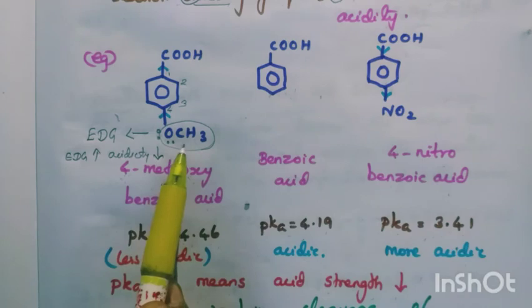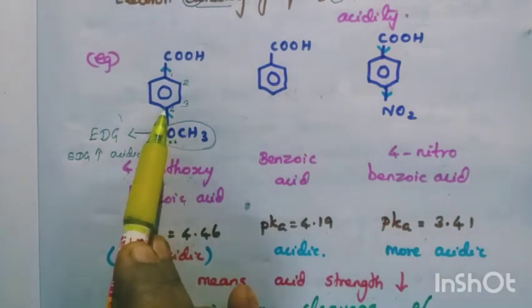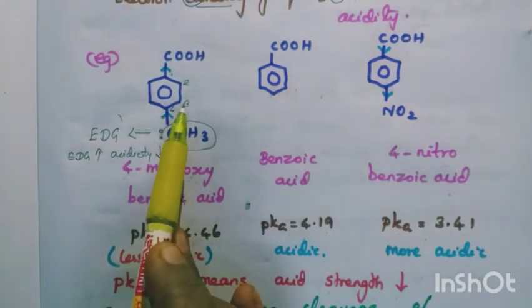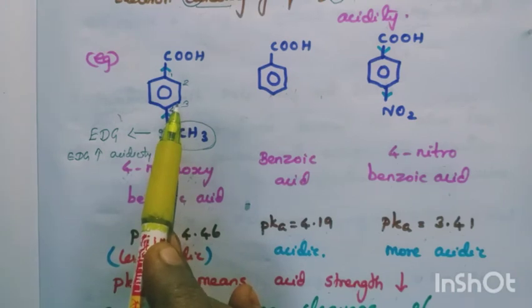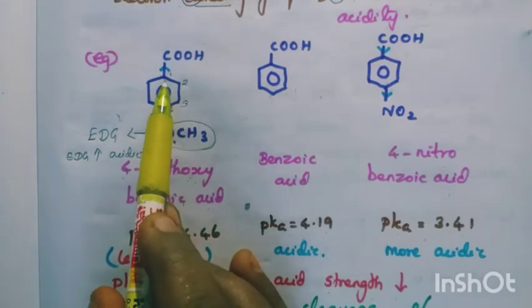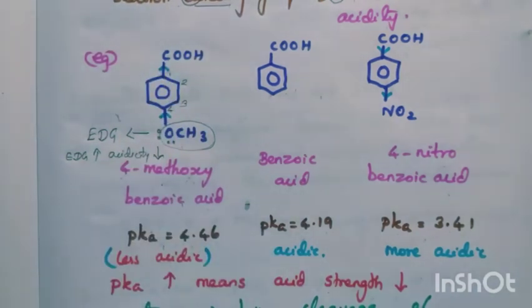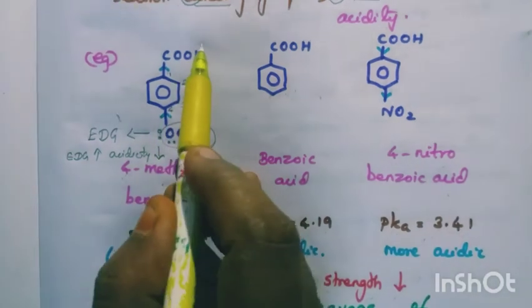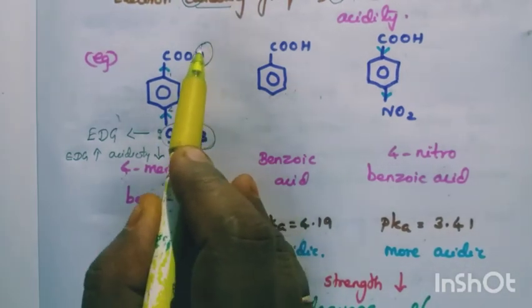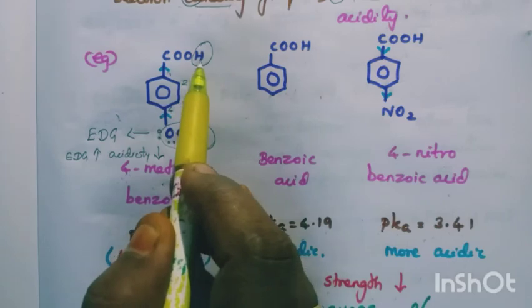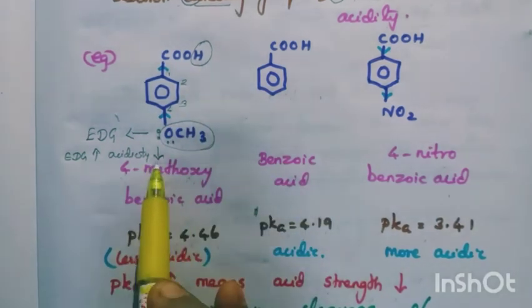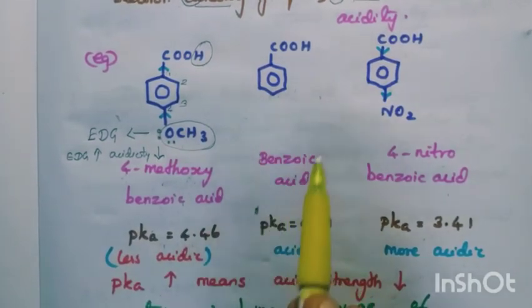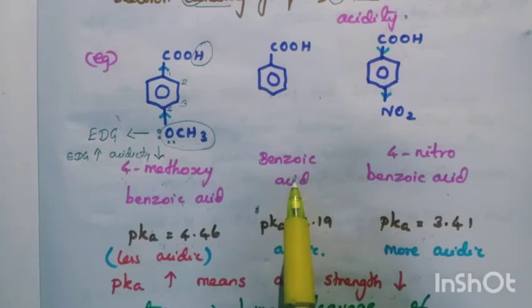The electron donating group donates the electron to this carbon. This becomes electron rich. So it donates to the next carbon. This becomes electron rich. Donates to next. In this manner, the electrons are donated toward hydrogen. Does the hydrogen go out? No, it does not go out. It stays here itself. So the acid strength decreases. This is the normal standard compound, benzoic acid.